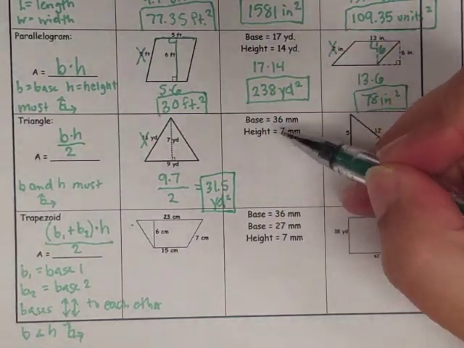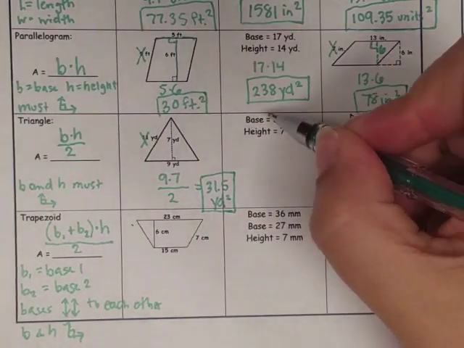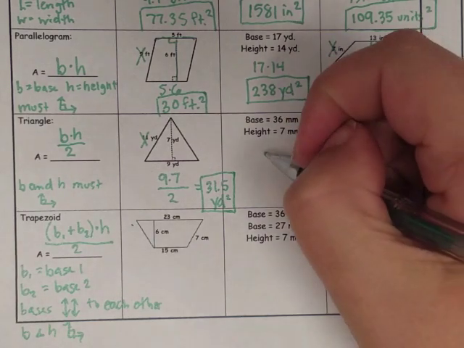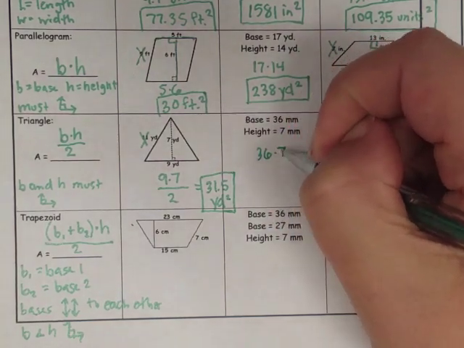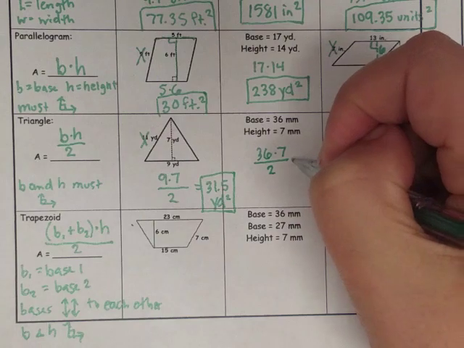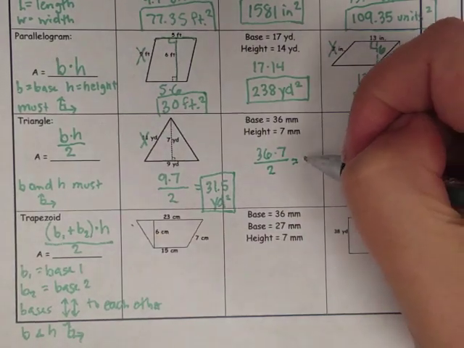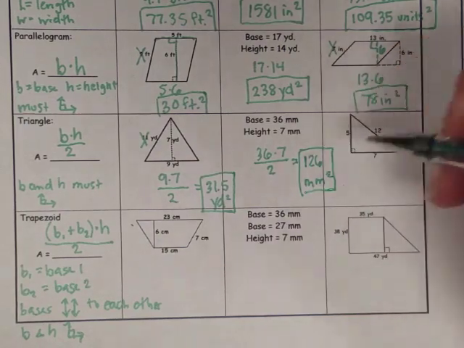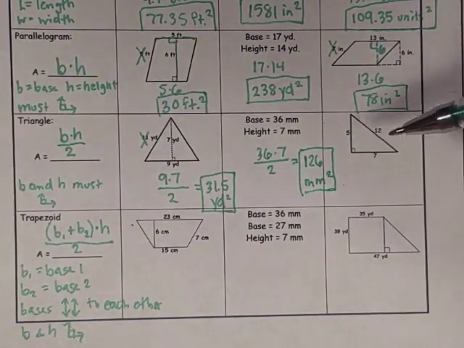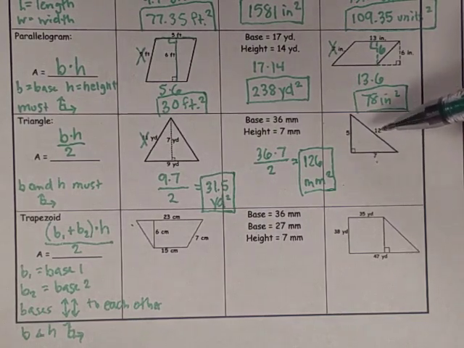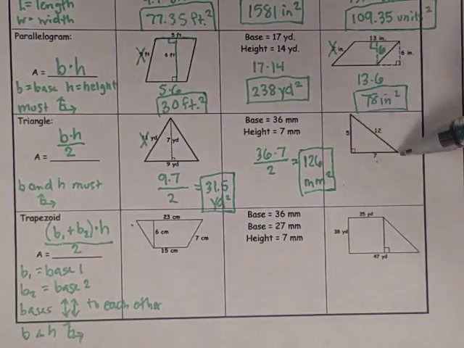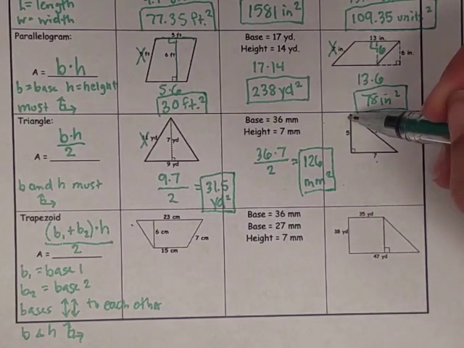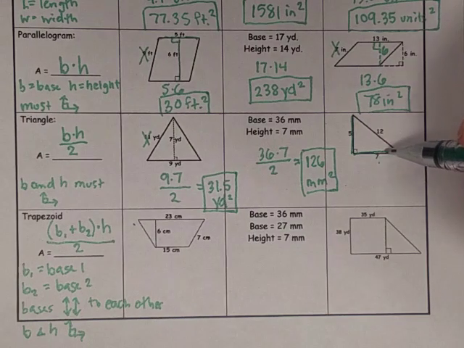All right, our next problem is a triangle with a base of 36 and a height of 7. So 36 times 7, base times height, divide by 2, and that gives me 126 millimeters squared. All right, our third triangle has a 5 by 7 by 12. The 12 is the diagonal length, which is also called the hypotenuse on a right triangle. So the two sides that we're going to use are 5 and 7.